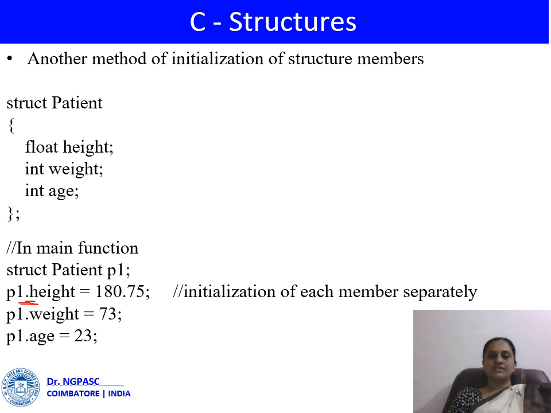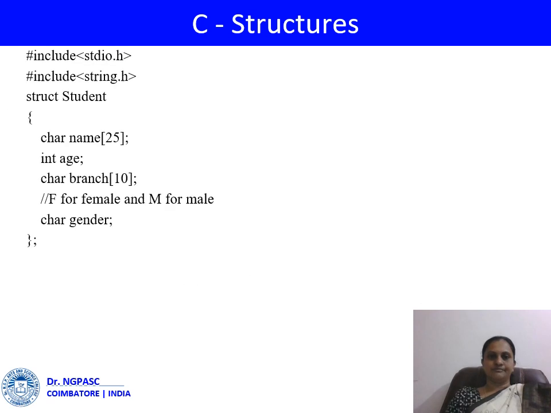Okay. So as we have already discussed, the memory allocation consists of height, weight, and age. So if I want to access the height of P1, I should give P1 dot height. If I want to access the weight of P1, then P1 dot weight. Then P1 dot age. So this is how the member variables will be accessed using the dot operator.